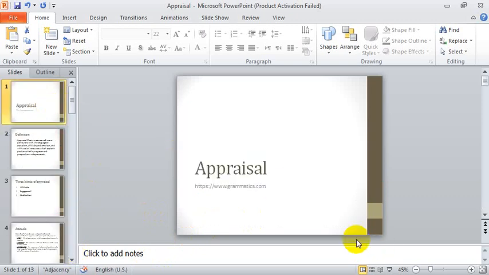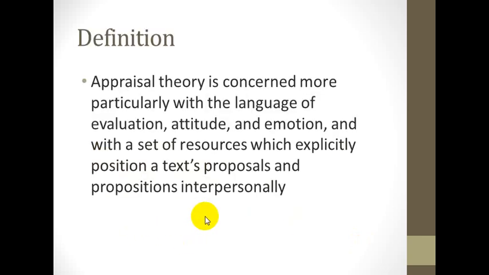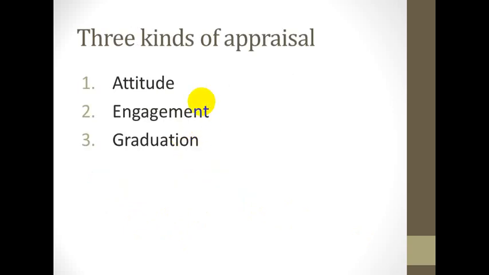What is appraisal? So this material is taken from www.grammatics.com. Appraisal is the use of language that shows our evaluation of something through that language. What are the examples? So there are 3 kinds of appraisal: attitude, engagement, and graduation.